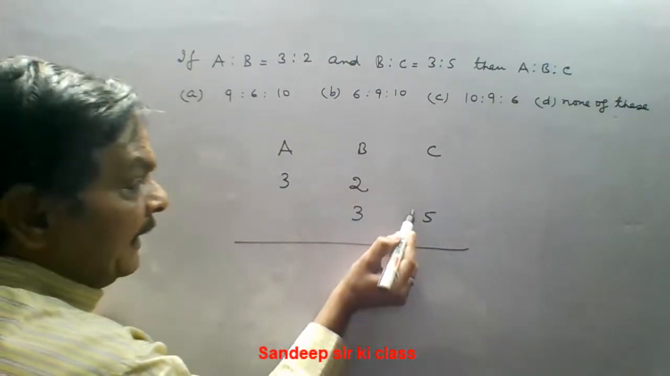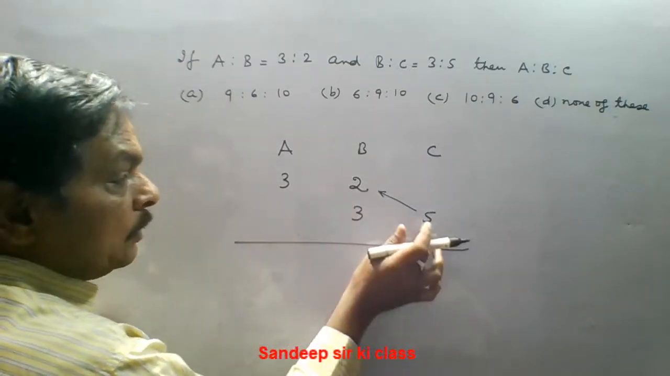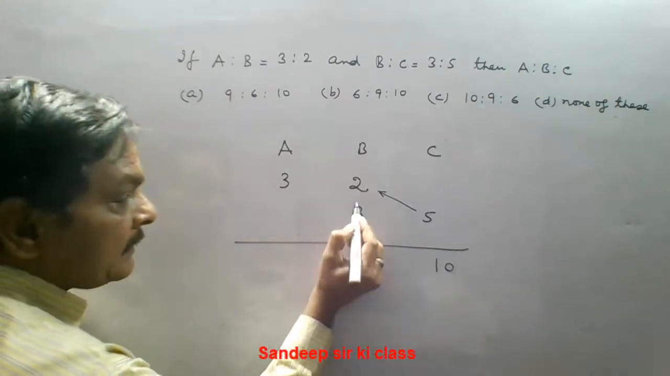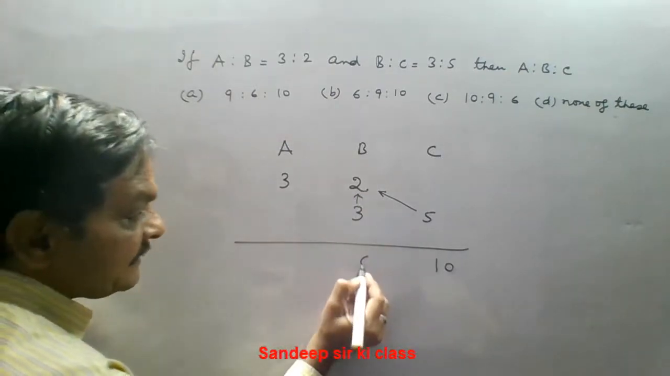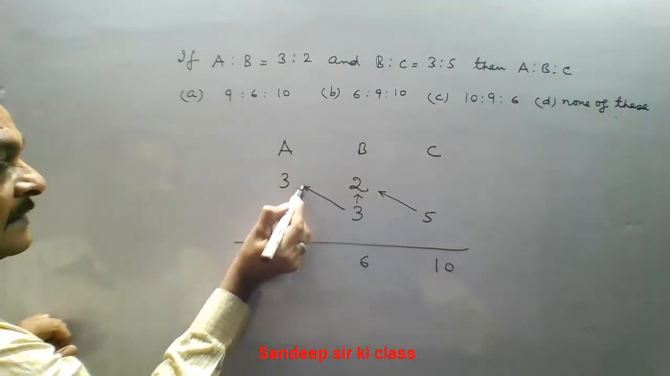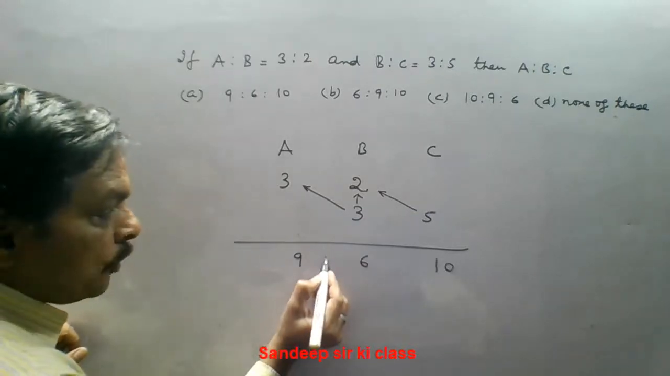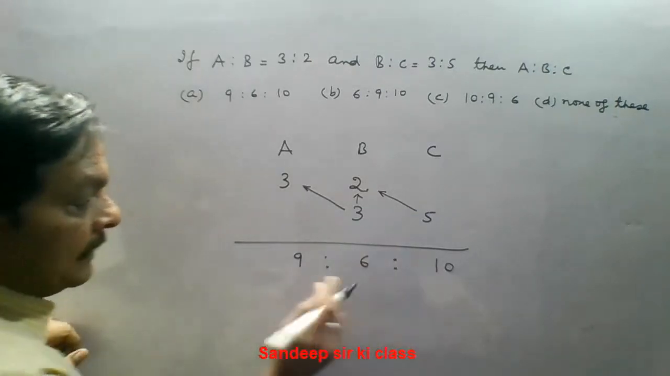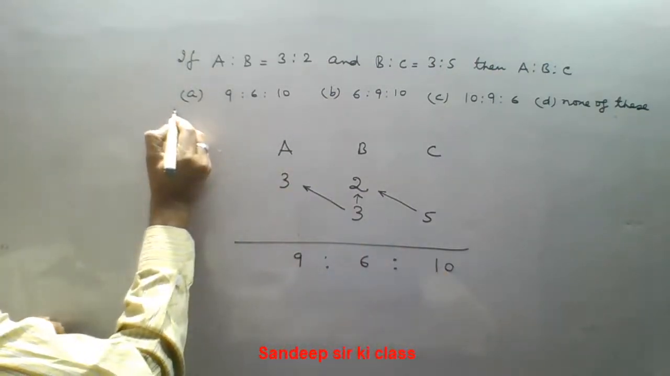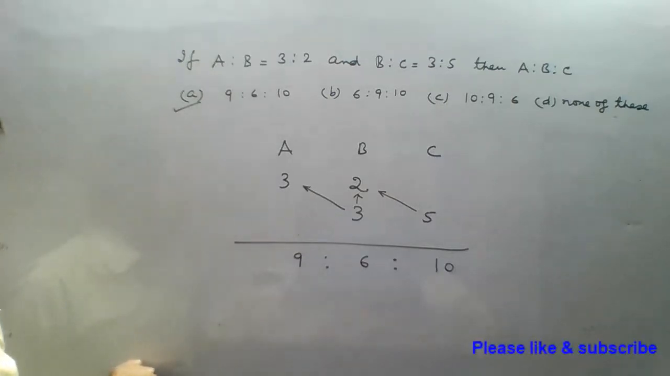Now, multiply in this fashion. 5 is to be multiplied by 2. This gives us 10. Now, multiply 3 by 2. This gives us 6. And multiply 3 by this 3. This gives us 9. So, A : B : C is 9 : 6 : 10, which is our option A. Now, we will see another way.